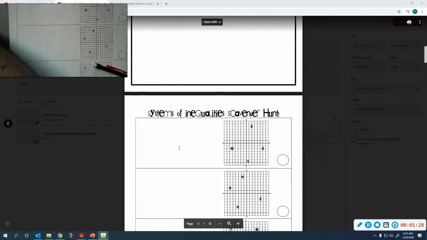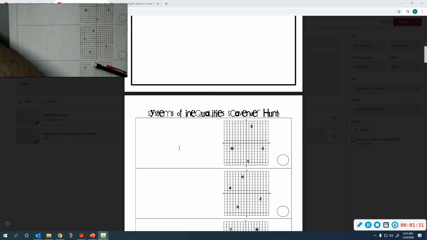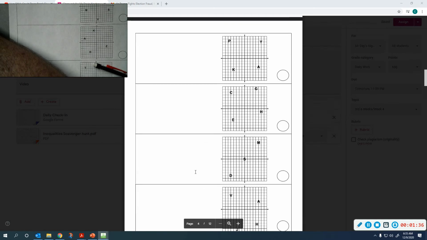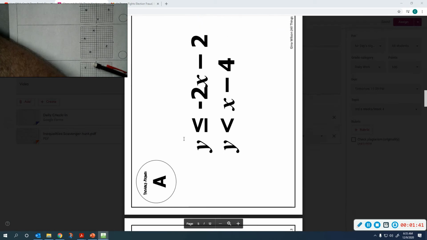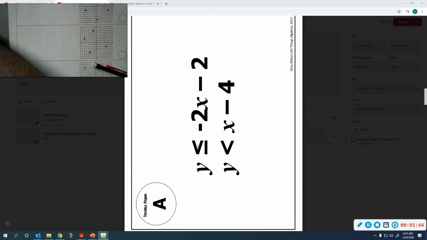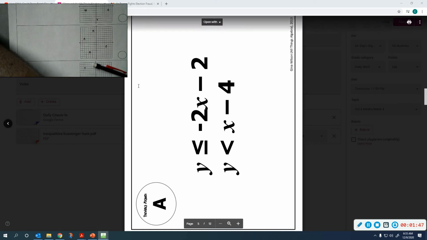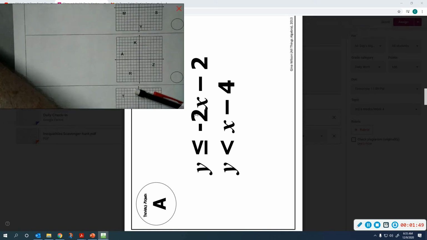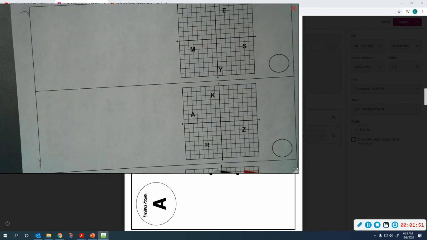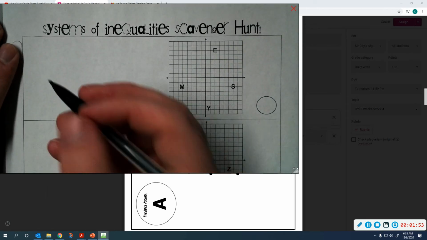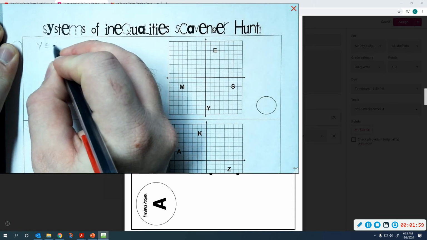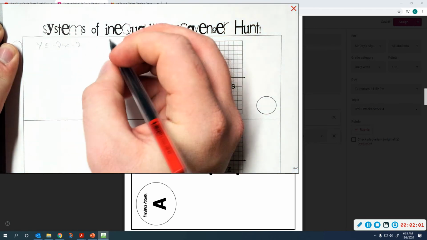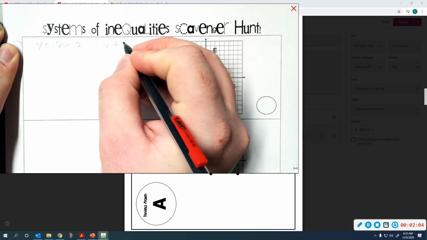I want all of you to start out with the slide letter A. It's going to match up with the first graph, and then you'll have to figure out the rest of the graphs as we go. So we have letter A. This says y is less than or equal to negative 2x minus 2, and y is less than x minus 4. So what we're going to do is solve it right here.